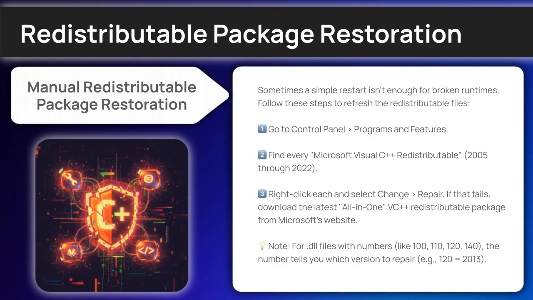Sometimes a simple restart isn't enough for broken runtimes. Follow these steps to refresh the redistributable files. First, go to Control Panel, then select Programs and Features. Second, find every Microsoft Visual C Redistributable 2005 through 2022. Third, right-click each and select Change, then select Repair.